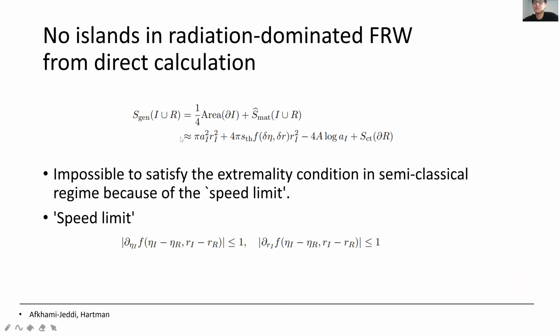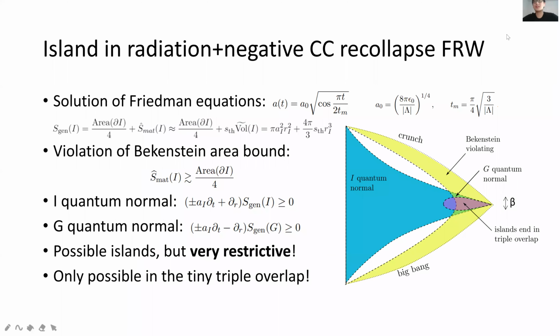On the other hand, the real hero in our story is really, what if I turn on a negative cosmological constant? There, surprisingly, there is an analytic solution for the Friedmann equation, which looks like this. And in this case, the three conditions are not all trivial, or I should say they actually do have overlaps. So you see, I draw the same colors for Bekenstein bound, area bound violation, I quantum normal, and this G quantum normal region now is not trivial. There is this tiny region here, and the triple overlap here is where the island can land. It's a triple overlap of these conditions.